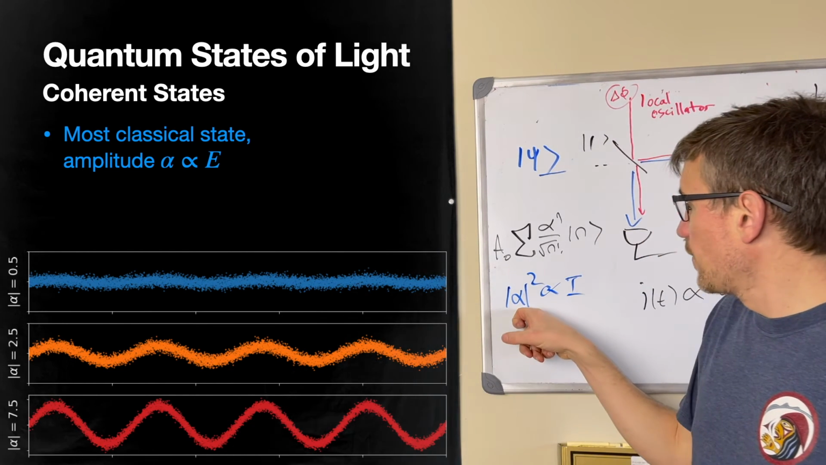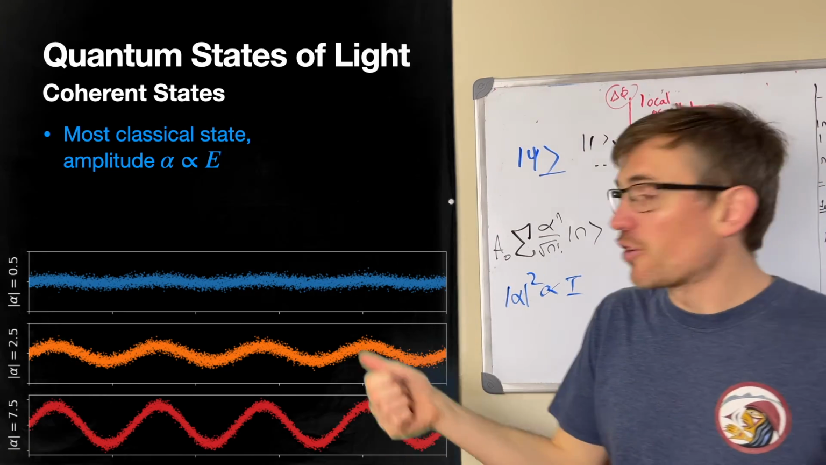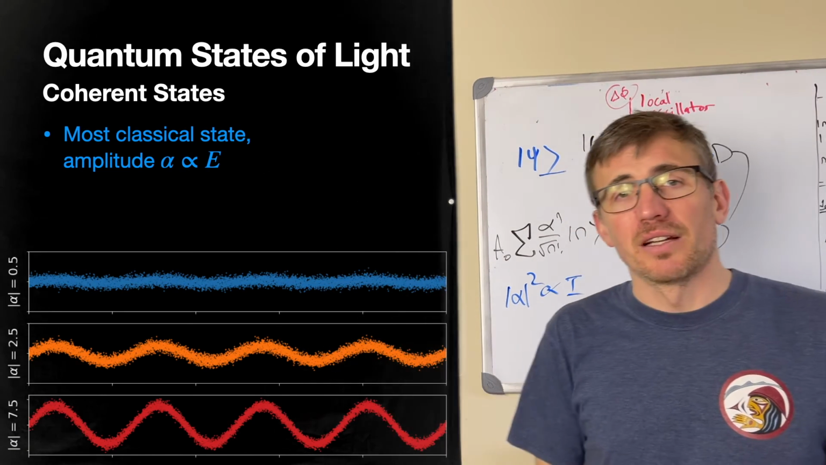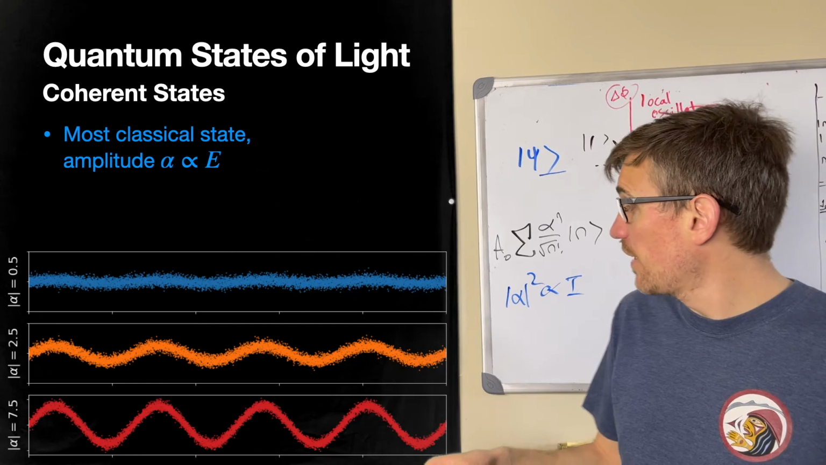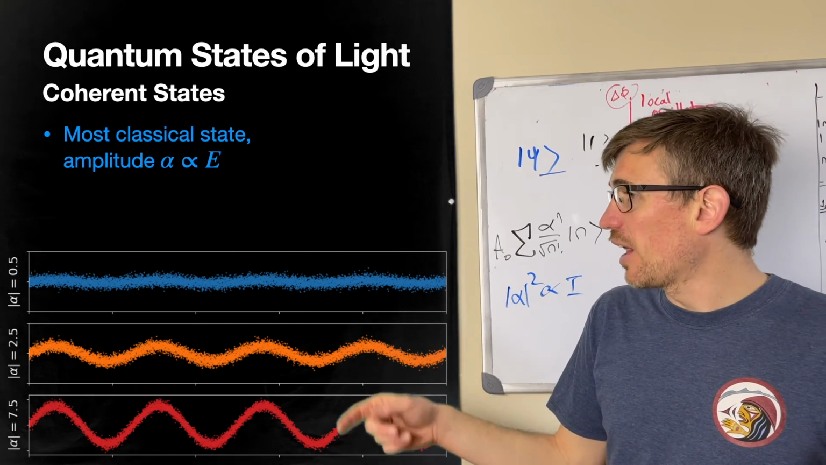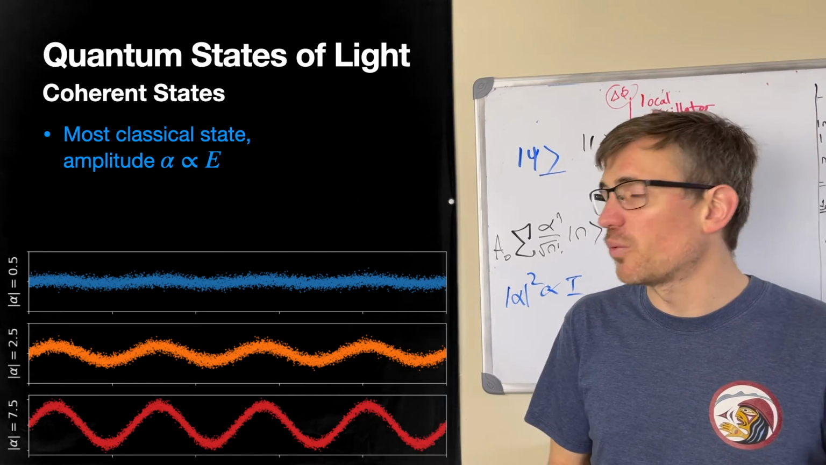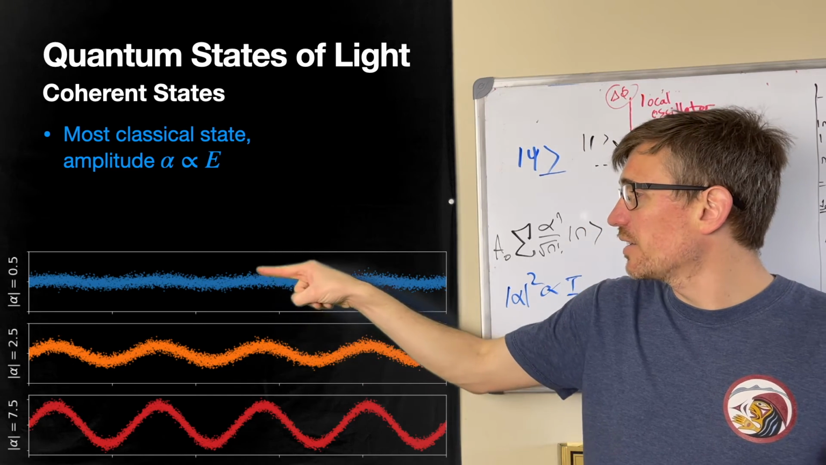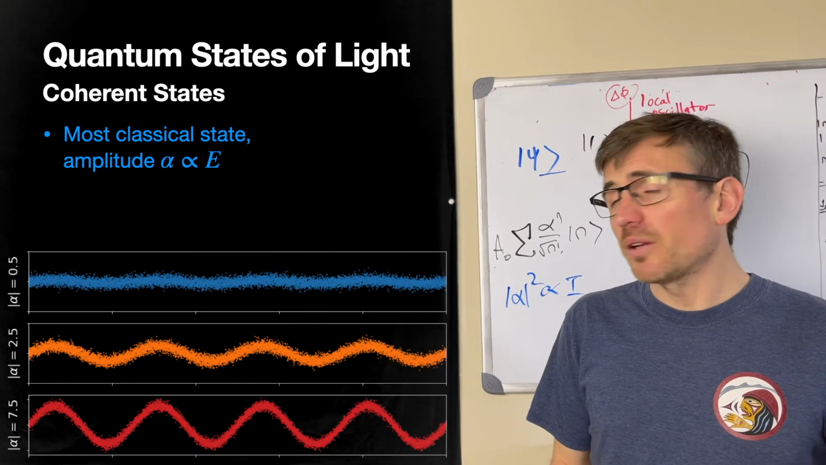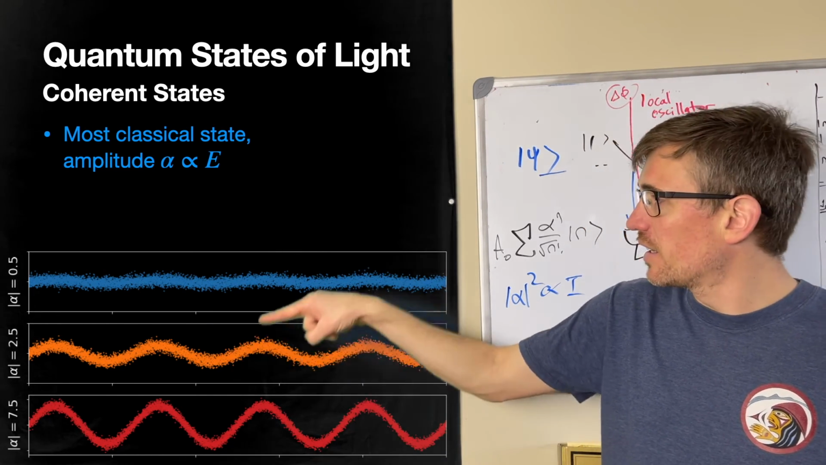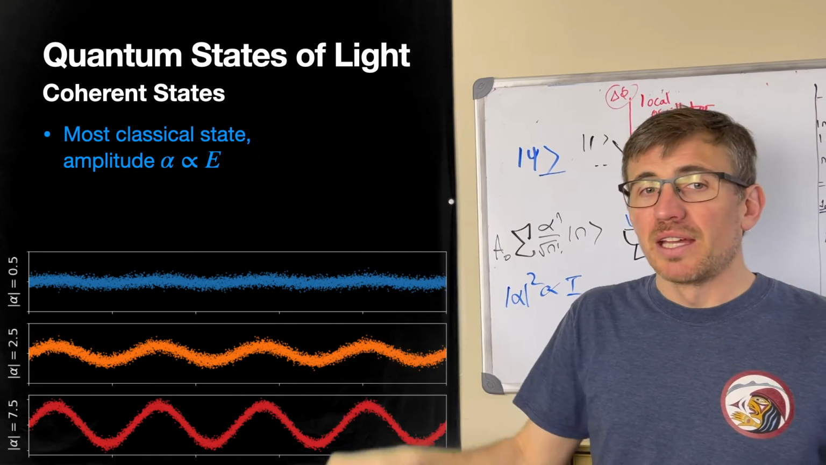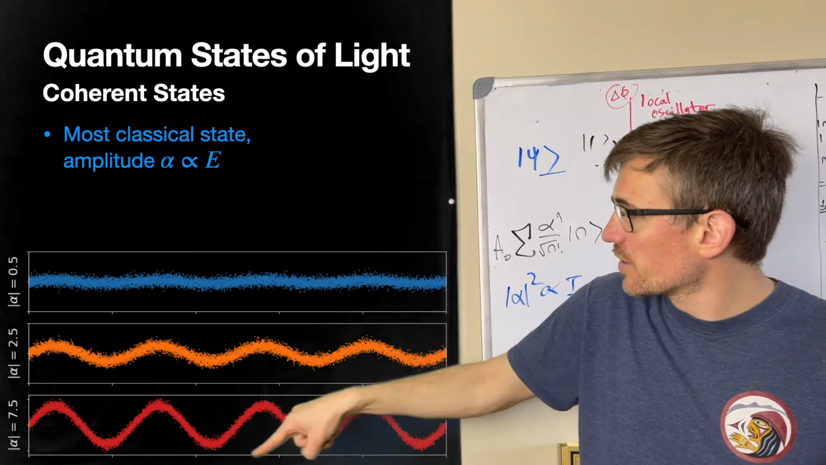So if alpha goes to 0, we have 0 intensity, we have our vacuum state back. And we've plotted that here for a very, very weak field. In fact, the alpha here is a half, so it's a very, very weak field, and we see a slight coherent wiggle here. If we increase this to 2.5, it's starting to look more and more like a sine wave. And at 7.5, it really starts looking like a sine wave.